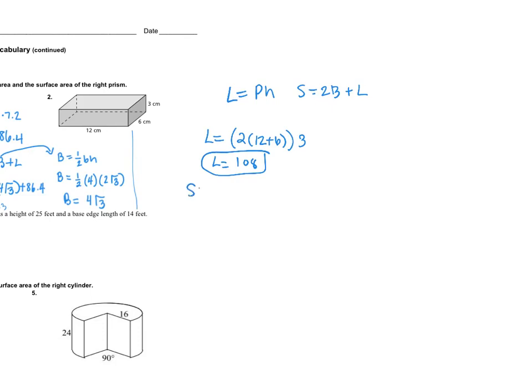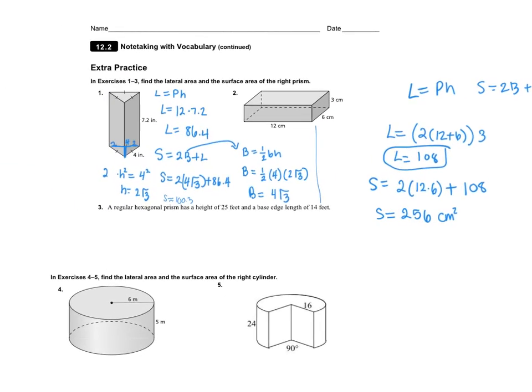For my surface area, I'm going to do 2 times the base. So I know that my base is just going to be length times width. So it's going to be 2 times 12 times 6, and then plus my lateral area, which I already found was 108. So then if I was to plug that into the calculator, I would get that my surface area is exactly 256. And this would be 256 centimeters squared. I don't know if I did that for the first one.